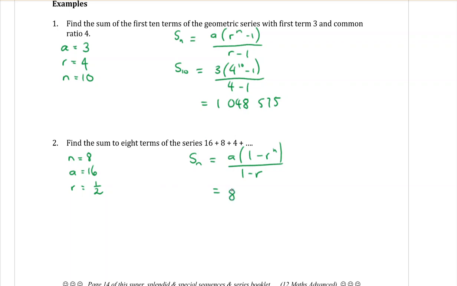So let's sub in 16 bracket 1 minus a half to the power of 8, over 1 minus a half. What do we get? 31.87, is that what you said? Yes, or 875, so I should write that to 31.88 then.